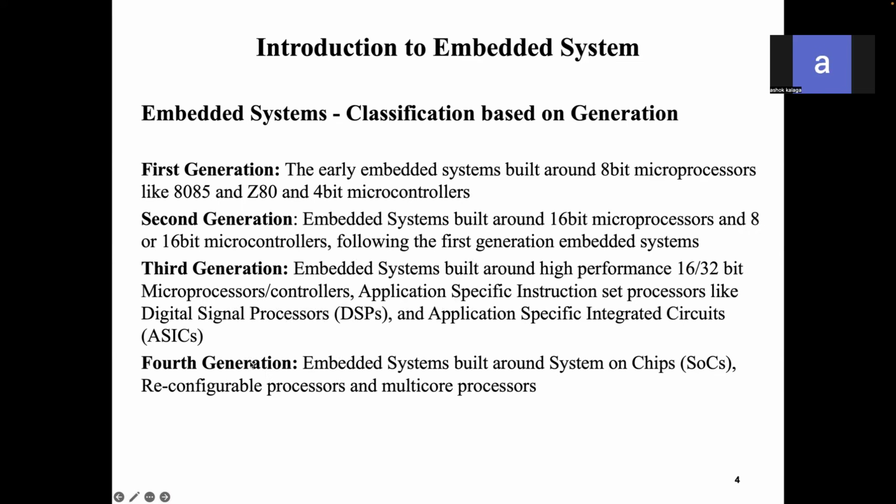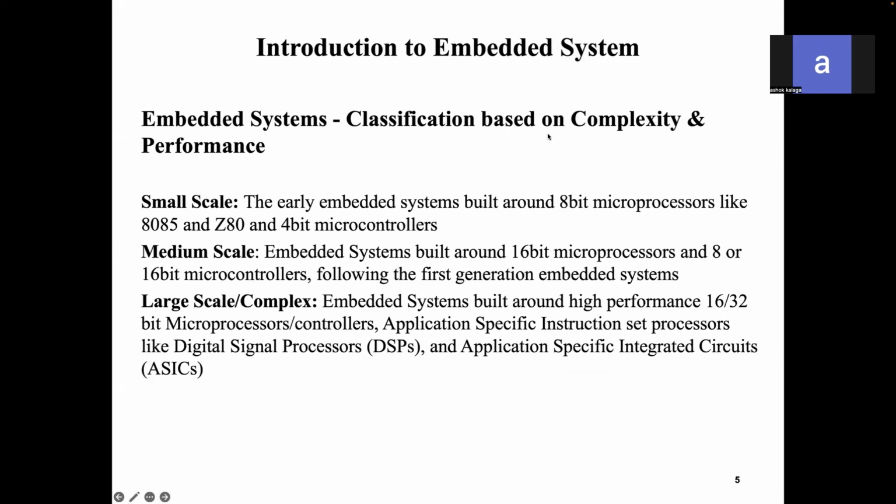circuits. And the last one, fourth generation: the embedded systems built around SoC, system on chips, reconfigurable processors, and multi-core processors. Multi-core means the processor has more than one core. So this is about the classification based on generation.